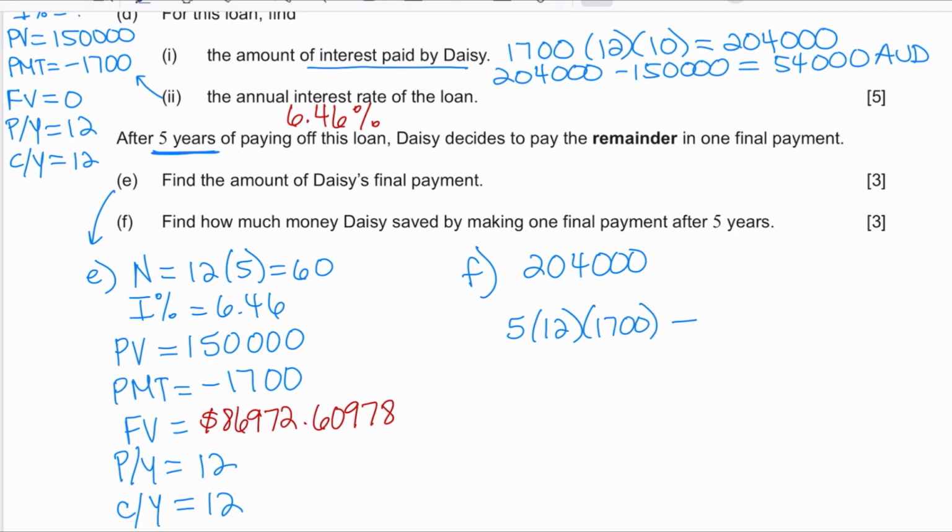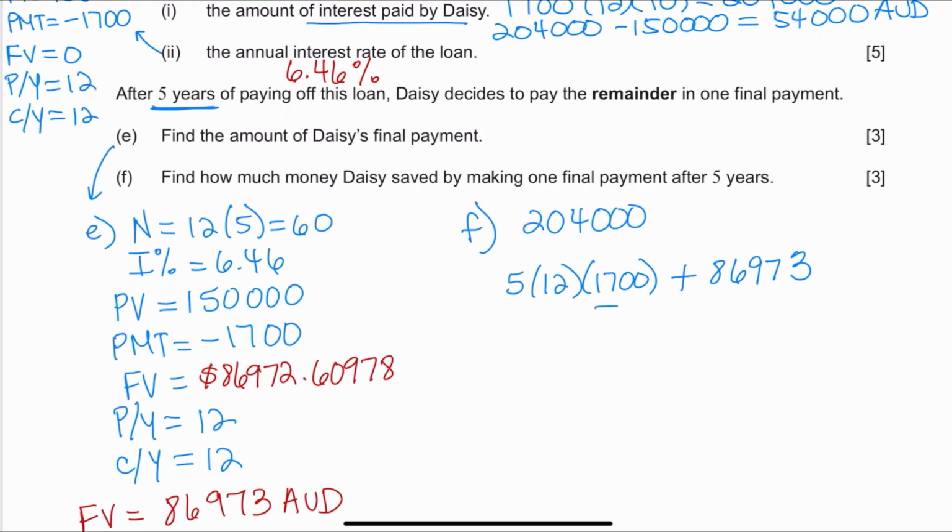But Daisy has decided that after 5 years, so she has been paying 5 years every month $1,700, and then she gave them a lump sum of 86,973. So if I add that together, that means that what she actually ended up paying was $188,973. So that's how much she actually paid by paying monthly for 5 years, $1,700, and then this lump sum that she ended up paying, which we figured out right now from Part E.